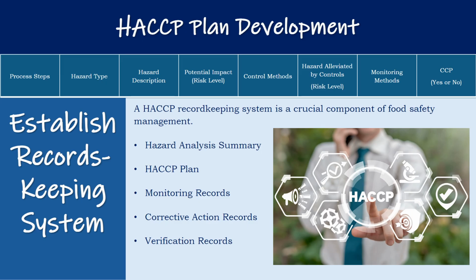Corrective action records: documentation of actions taken when a deviation from critical limits occurs, including the issue, the corrective action taken, and the date and time of the action. And verification records: documentation of the activities used to confirm the effectiveness of the HACCP plan, such as audits, calibrations, and reviews of monitoring records.